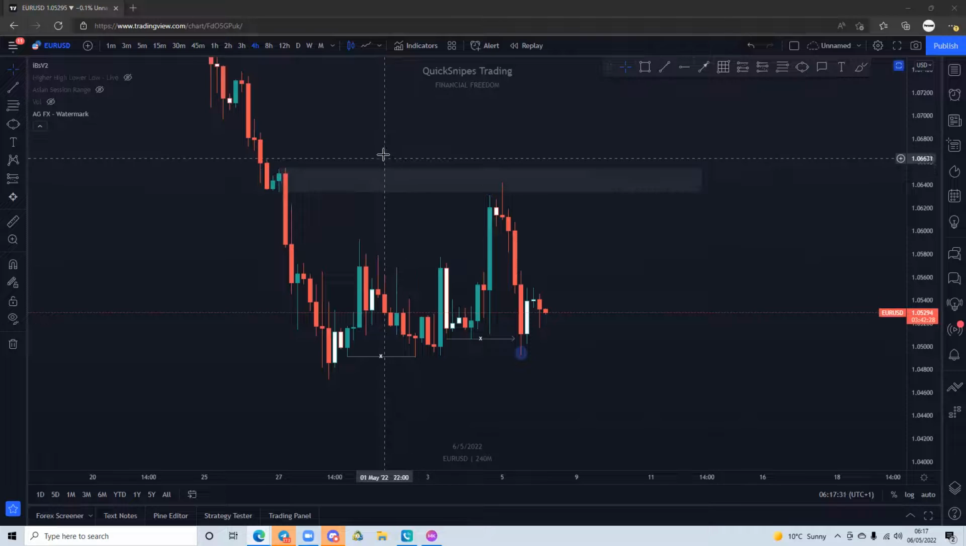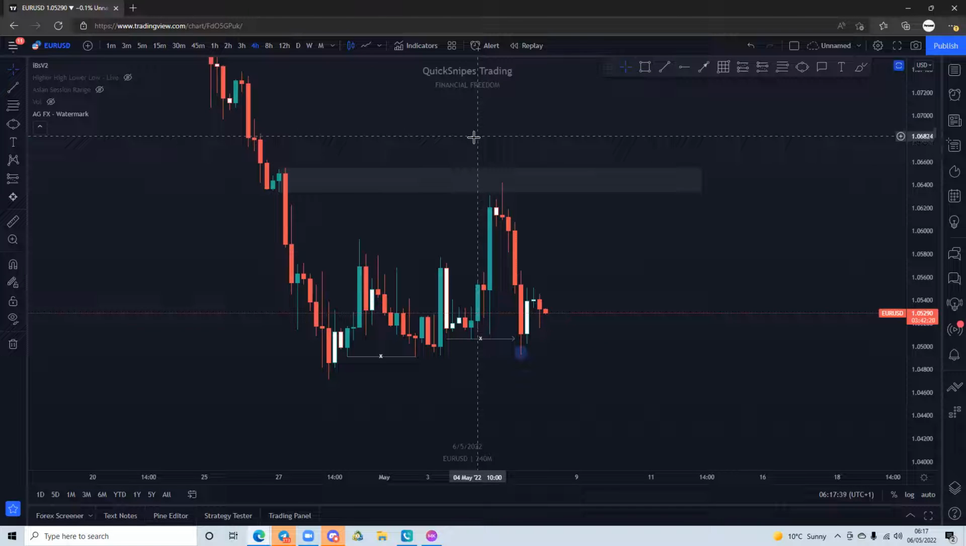Now, we've gone to the daily, we've seen a bearish bit of structure, gone to the 4-hourly, we've also seen bearish structure, we've seen some liquidity grabs. My mouse has just died, which isn't practical right now.